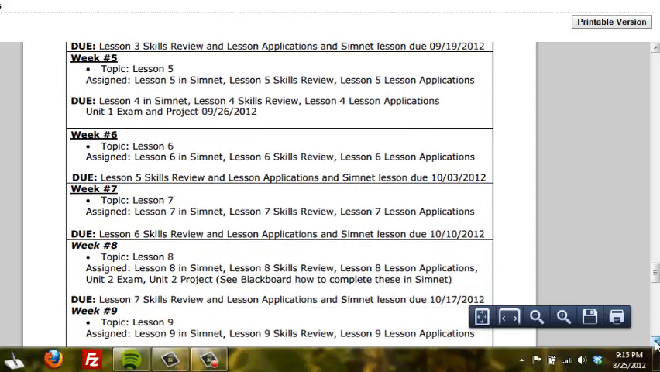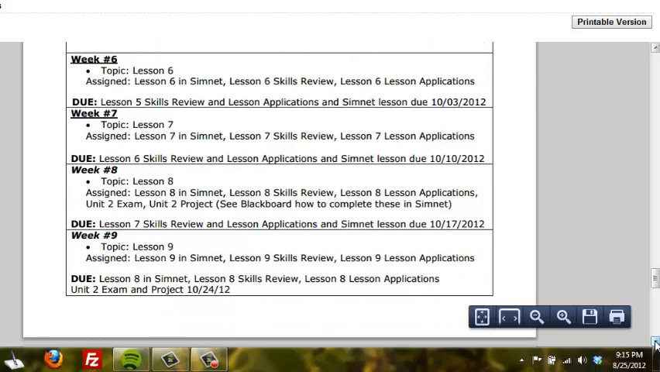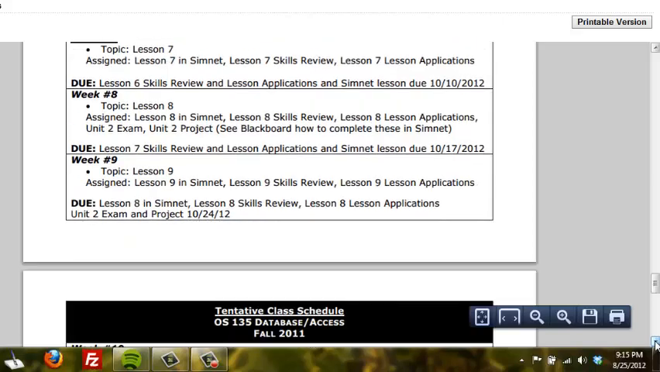As we go along, you'll notice also on week 8, we get to lesson 8, and that is the end of unit 2. Again, at the end of week 8, that's where you're going to have a lot of work due. That work is due on October 24th. So again, you're going to have a unit exam and a project due on October 24th, a big week there.